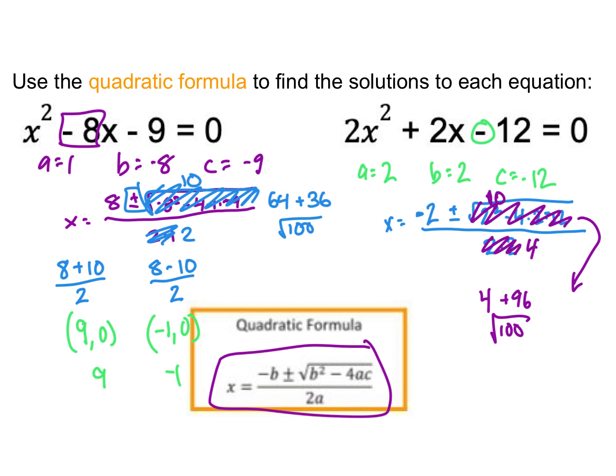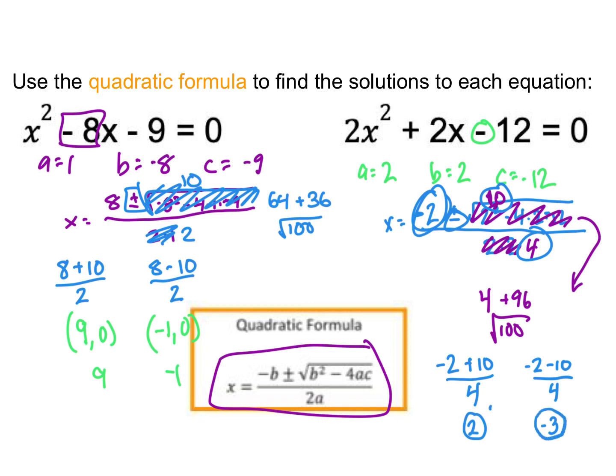I've got negative 2 plus 10 divided by 4. Okay, and negative 2 minus 10 divided by 4. And in the first one, negative 2 plus 10 is positive 8 divided by 4 is 2. And the second one, negative 2 minus 10 is negative 12. Negative 12 divided by 4 is negative 3. Okay, so those are my 2 zeros, also written as 2, 0, or negative 3, 0.